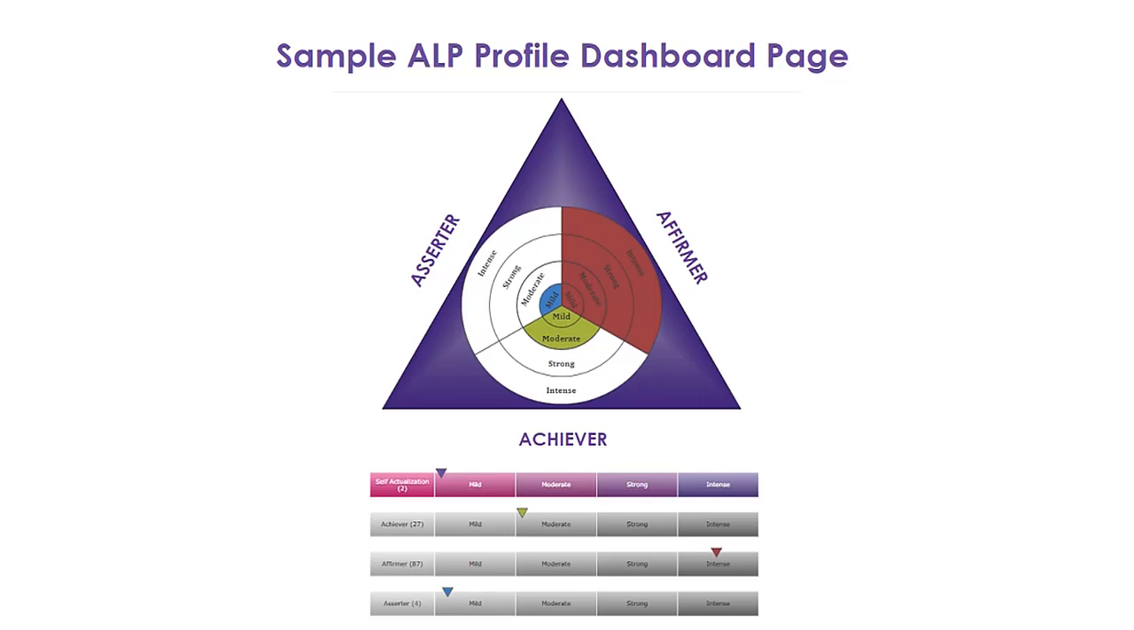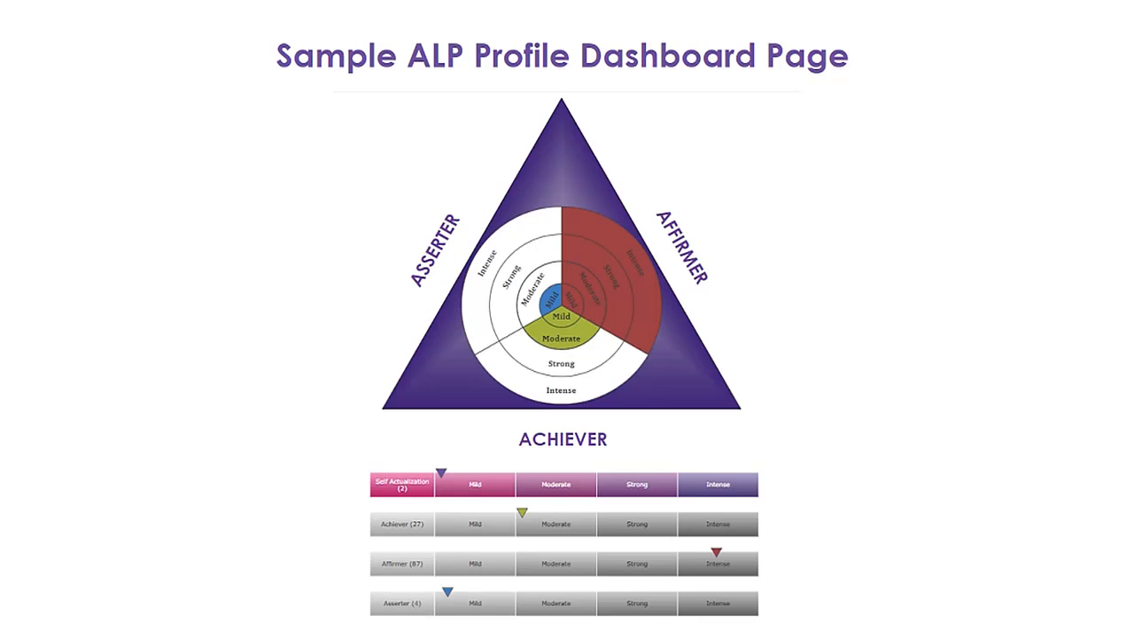In the case here that we have, you can see a lot of red on this individual's dashboard. They score in the intense range for affiliation, and that's why the affirmer style in the red is all the way. They score moderate in achievement and mild in asserter, which is the need for power, while you see the lower or smaller green and blue circles.